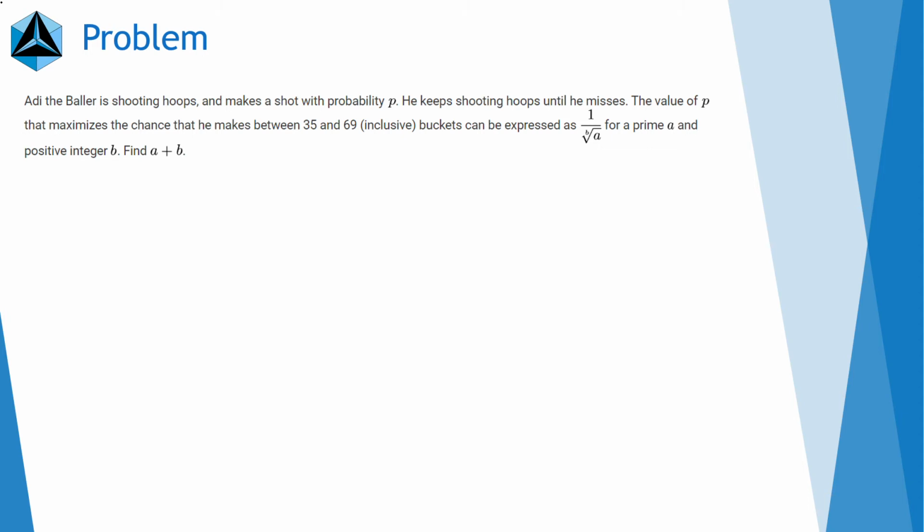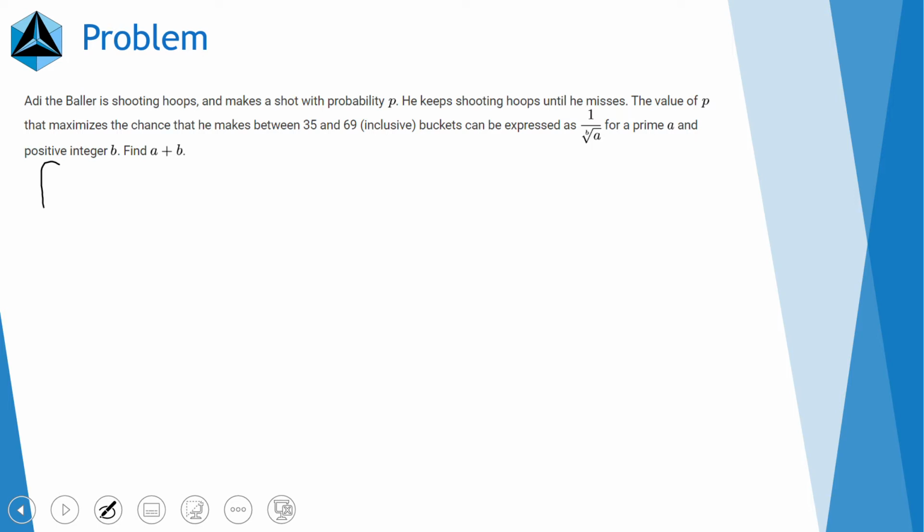Audie the baller is shooting hoops and makes a shot with probability p. He keeps shooting hoops until he misses. The value of p that maximizes the chance that he makes between 35 and 69 inclusive buckets can be expressed as 1 over the bth root of a, for prime a and positive integer b. Find a plus b.